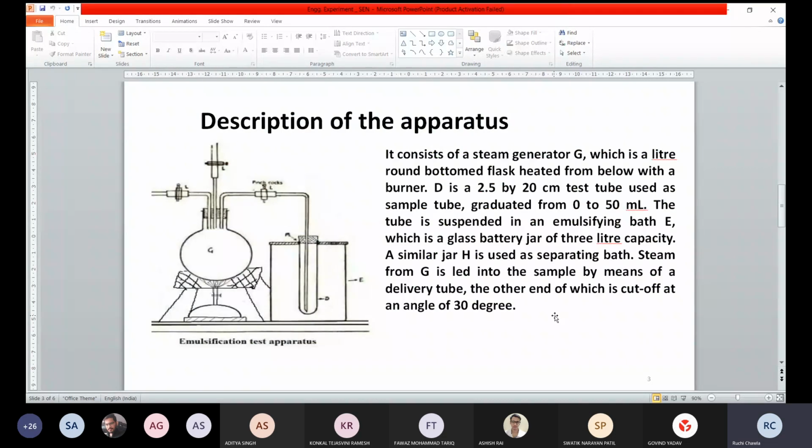Is slide number 3 visible to everyone? Yes, ma'am.